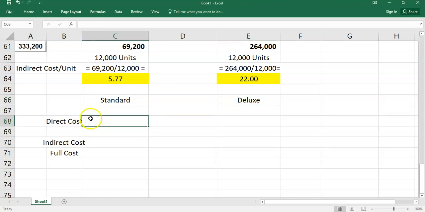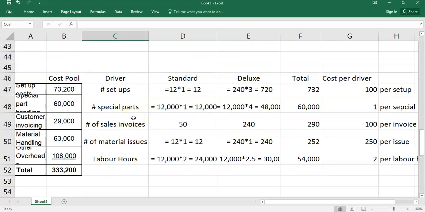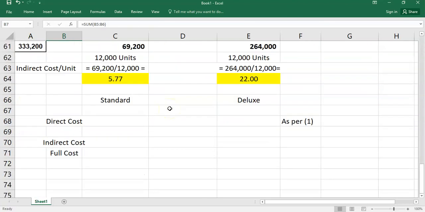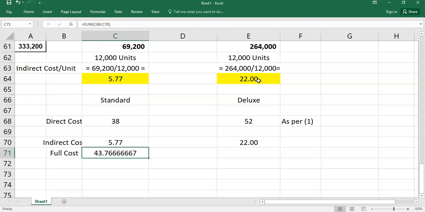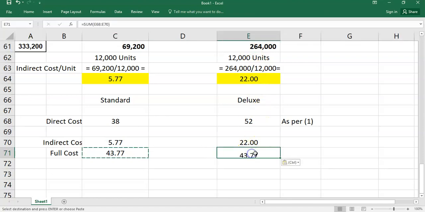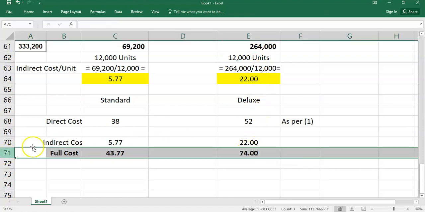Remember, as we did in class, the direct cost does not change. That's as per 1. Direct cost is the same. If we go up, the direct cost for standard was 38 materials and labour and 52 for deluxe. So 38 and 52. However, the indirect cost is now 5.77 and 22. That's the one that changes because what has changed is your allocation method. So your full cost there now is 43.77 and your full cost is €74 for deluxe.